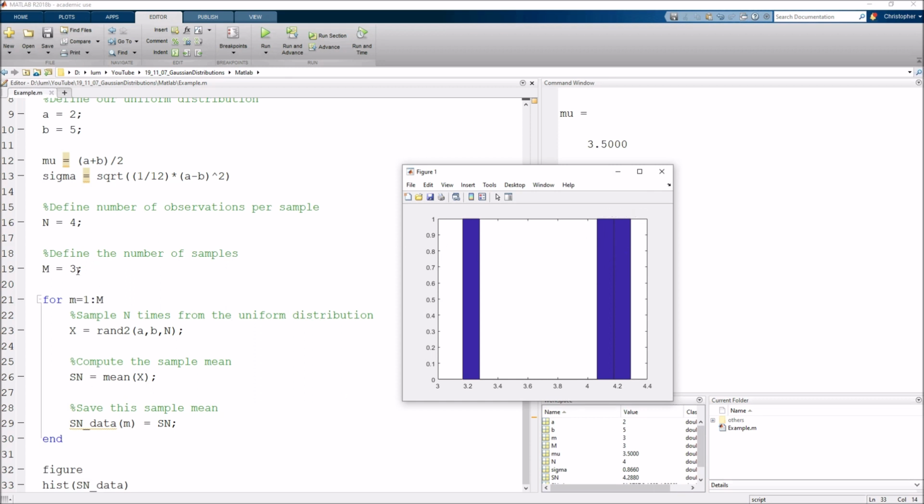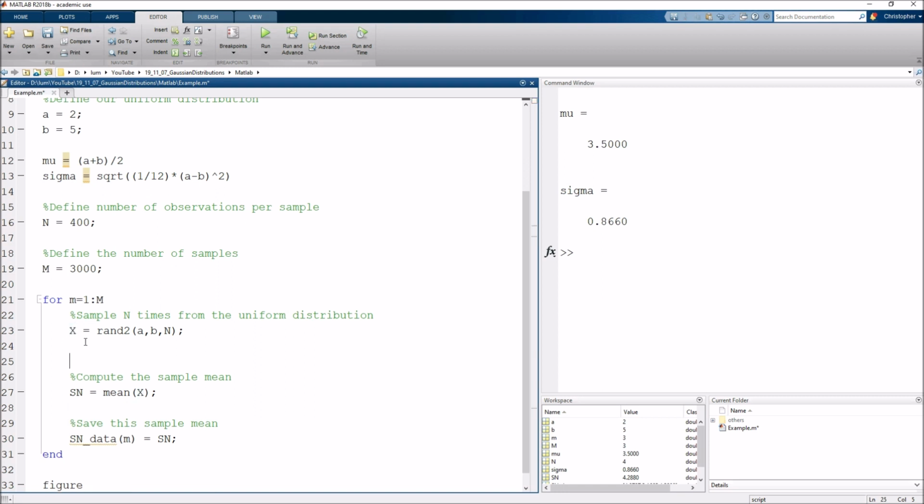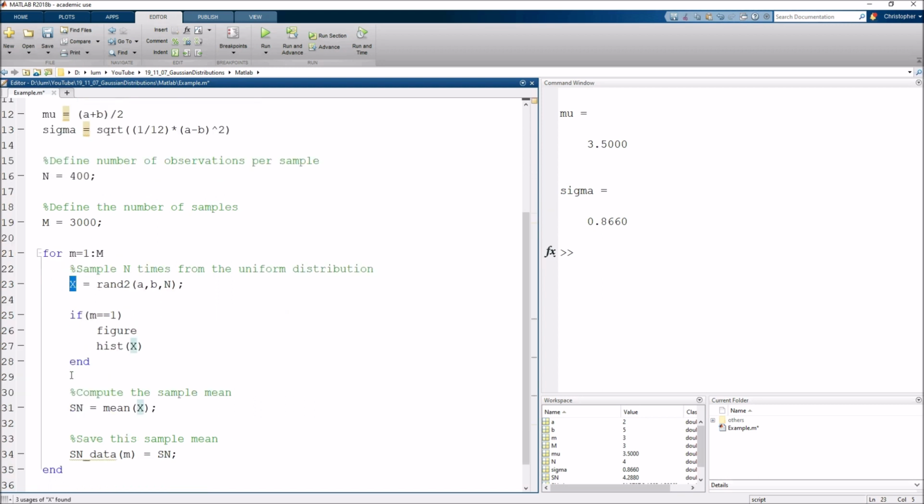So what would be more interesting is to jack up the number of samples. Instead of 3, let's make it, how about 3,000? And instead of only having 4 observations, maybe let's make this, how about 400? The reason I want to increase both of these is, first, I would like to look at what this random variable x looks like. We know it should be uniform. So to convince ourselves of that, let's just look at the first sample. I'll say if m equals 1, let's have a figure here, and I'm going to histogram x. So this is going to show the distribution of x. Let's put a breakpoint in here and run to that point.